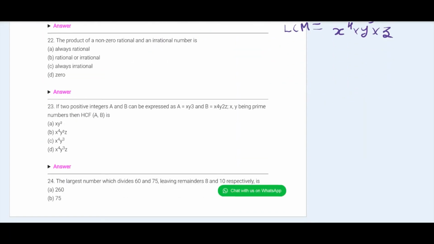Next, 22. The product of a non-zero rational and an irrational number is. So it's a product of rational and irrational numbers. You've gone through this question already. It's always irrational number.